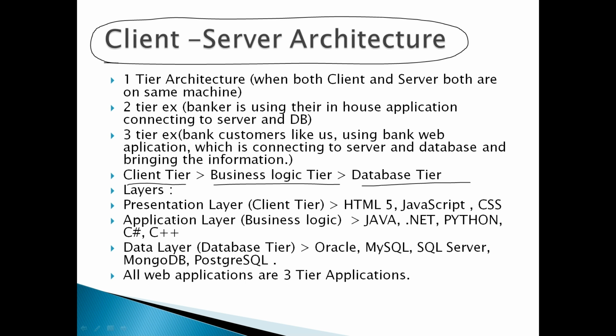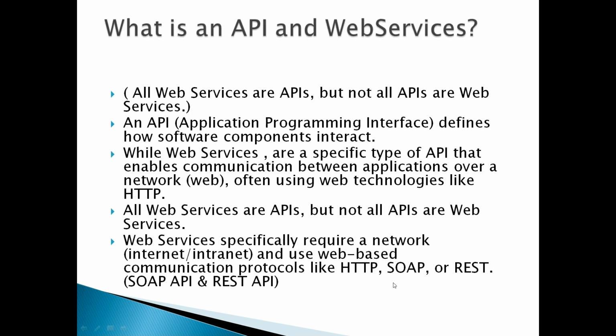So there is a presentation layer, that is client tier, which is using HTML, JavaScript, CSS technology. Application layer, in which business logic is developed, that is using Java, .NET, Python, C Sharp, C++. And data layer is using suppose Oracle, or MySQL or SQL Server, MongoDB or Postgres, etc. So all web applications are three-tier applications.